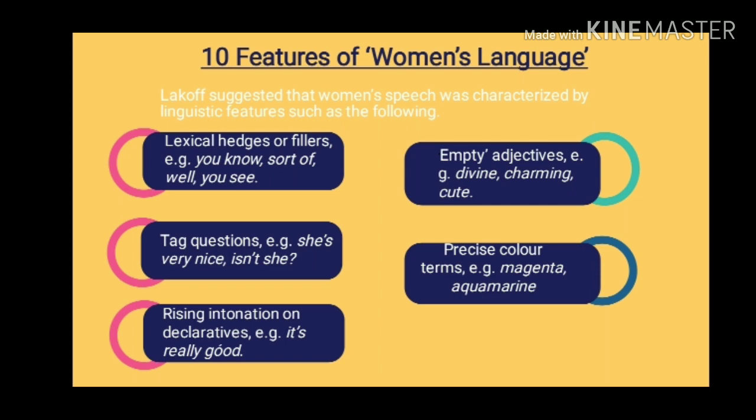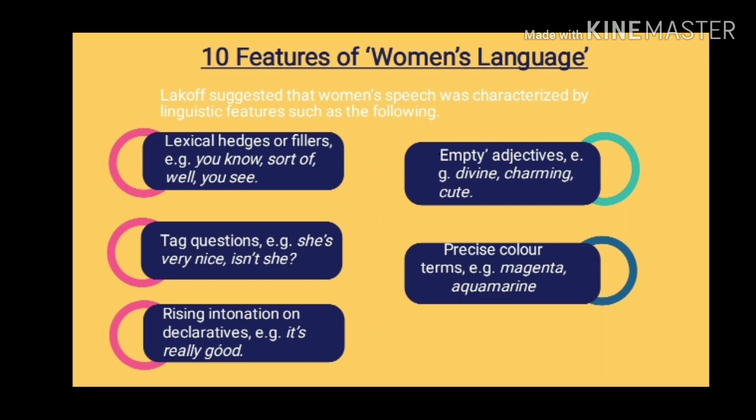And then the third, rising intonation on declaratives. Women use question intonation in declarative sentences. Women make declarative statements into questions by raising the pitch of the voice at the end of the statement, expressing uncertainties. I give you an example. I think we should do this. This is a declarative statement, or I'm drinking water. Again, a declarative statement, but it ends with a high intonation, perhaps to some degree implying some form of uncertainty.